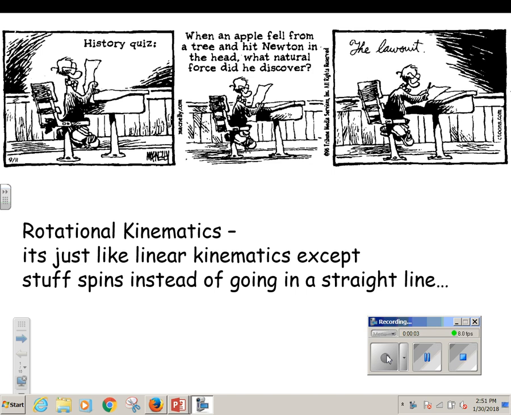Alright, this is AP Physics 1, recorded notes for rotational kinematics. Something to understand about rotational kinematics is it's just like linear kinematics, which was our straight line motion kinematics, except instead of things traveling in a straight line, stuff's going to spin. And it's not just going to spin in a straight line circle path, it's going to spin about itself, so that will make a difference.